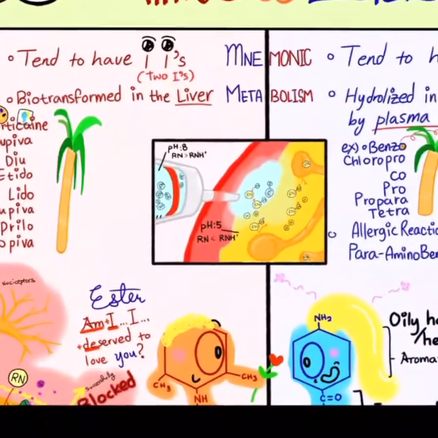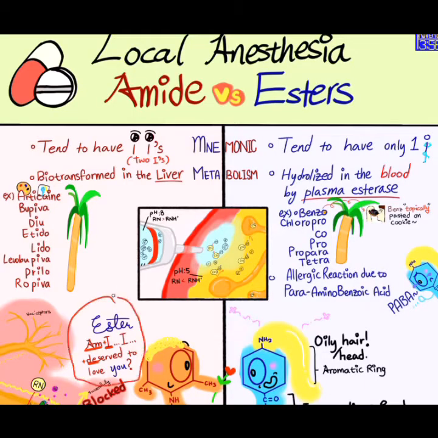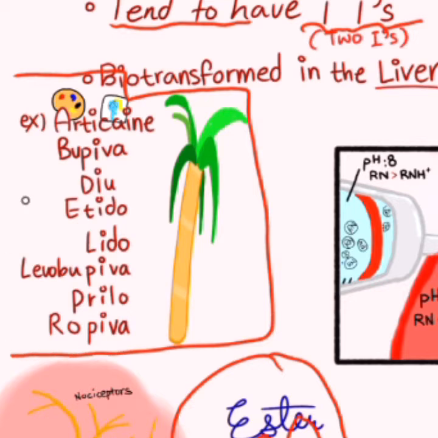As I mentioned earlier, amide says, am I deserve to love you? He has two eyes, right? So amides tend to have two I's in their name. Let's take a look at amide's names. Articaine, it has two I's, right? And bupivacaine, okay, what is this? This one is the sugarcane. Let's just add here I. I was just tired of writing all canes, so I just drew one big cane, sugarcane, right? So bupivacaine also has two I's.